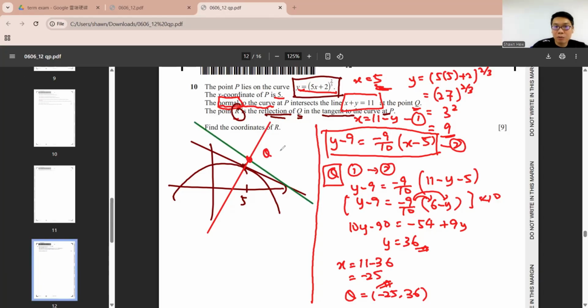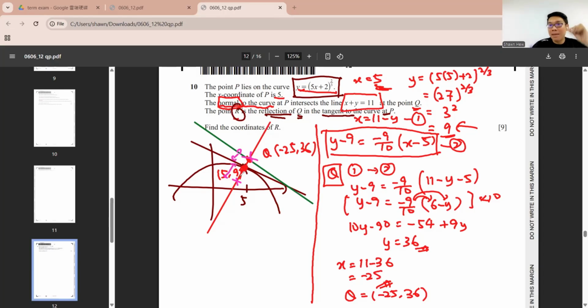So this is Q, which is -25, 36. And then my point P is x is 5, y is 9. We know from the very beginning. Then they say R is the reflection of Q on P. Reflection means that it will be here. This is the mirror, so here and here will have the same distance.